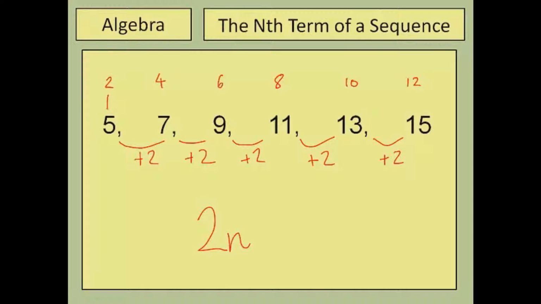And the answer is, to get from this sequence to our sequence, we're always adding 3, because 2 plus 3 is 5, and then 4 plus 3 is 7, 6 plus 3 is 9, and so on. So this sequence is 2n plus 3, because you've got to add 3 to all of the 2 times table numbers to get to our sequence.